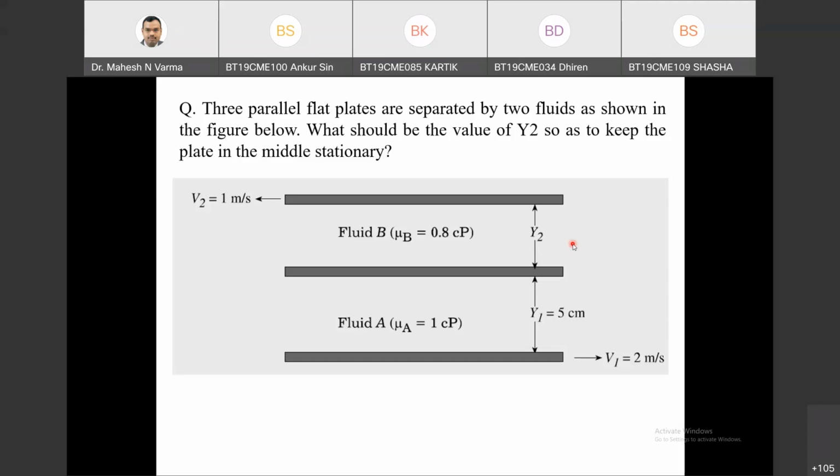So y2 will be 2 centimeters. Can you just elaborate your calculation? Yes, sir. Since the momentum flux would be the same, we can write dvx, that is velocity v2 minus the stationary plate, upon dy, equal to the stationary plate minus the velocity of the third plate, upon 5. Then we solve, we get 2 centimeters. Roll number 116, Abhinit.